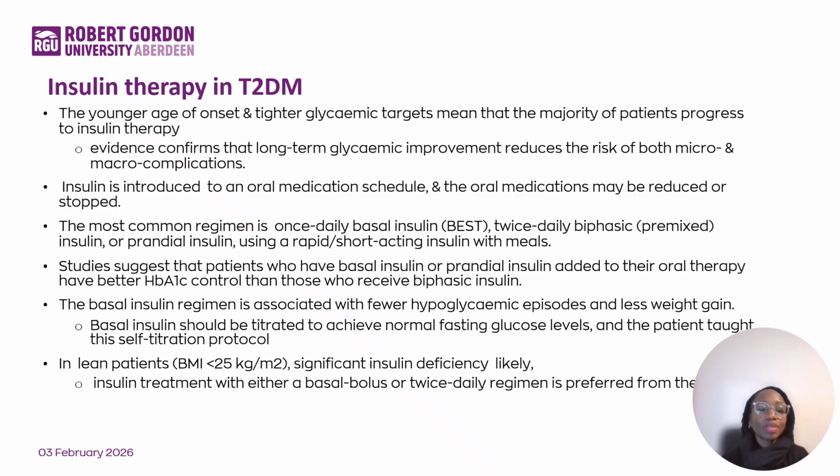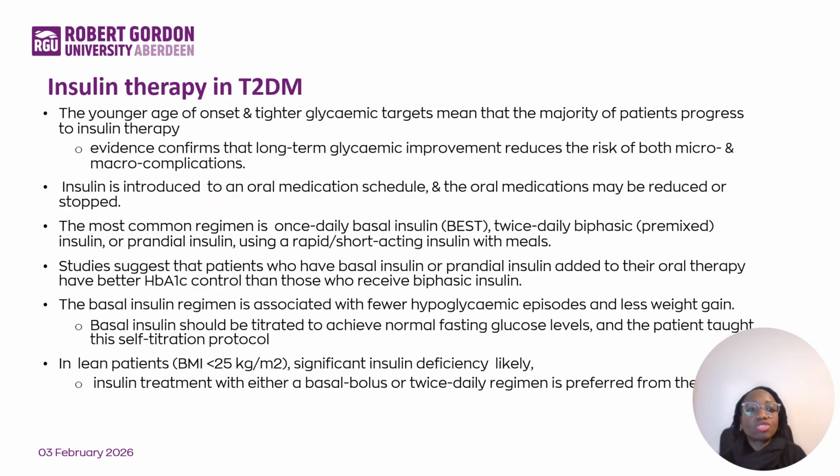So theoretically speaking, it would be more effective than another agent that only has mono mode of action. Okay, so when it comes to insulin therapy in type 2 diabetes, the young age of onset and tighter glycemic targets mean that the majority of patients progress into insulin therapy. It's just how the presentation is the last few years now. So evidence confirms that long-term glycemic improvement reduces the risk of both micro and macro diabetic-related complications.